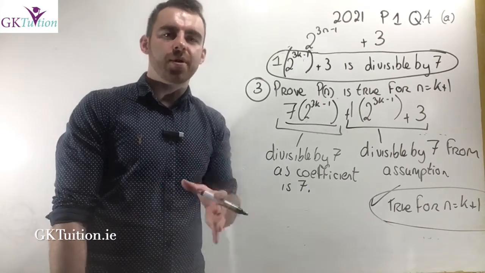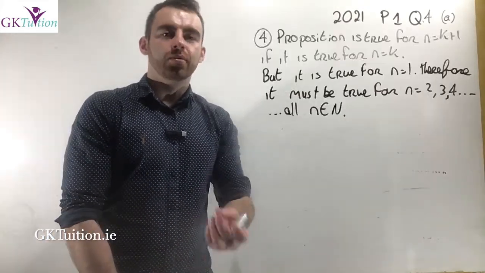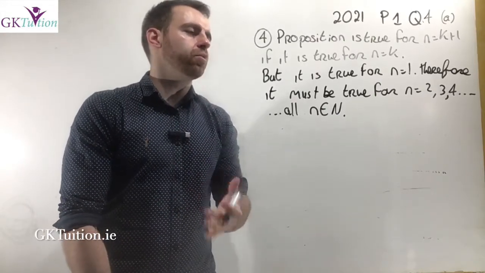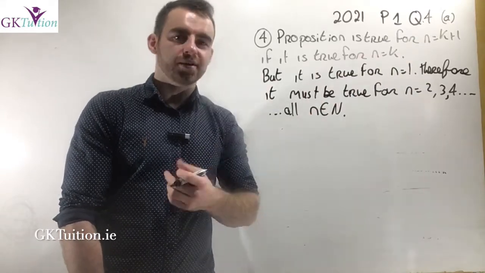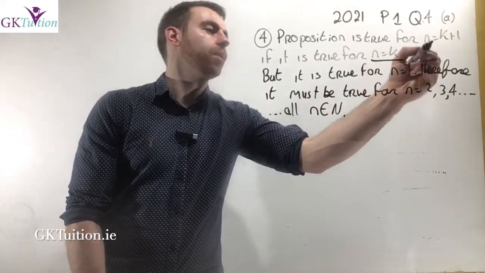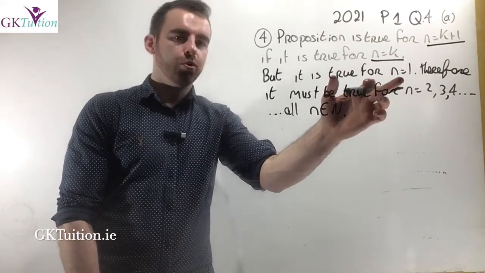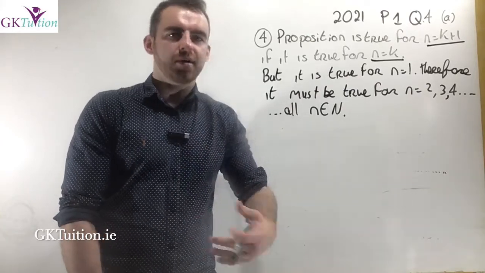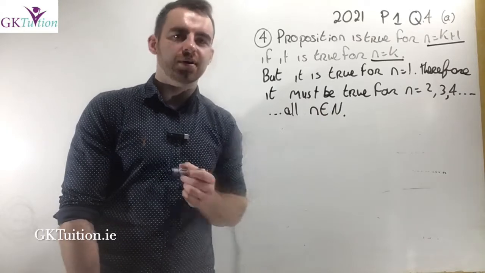Let's look at step 4 now, writing a conclusion to explain induction. So when we're finished off induction, we always write this paragraph. Our proposition is true for n equals k plus 1 if it's true for n equals k. So based on the assumption it's true for this one, it's definitely true for the next number. But we proved it's true for 1, which means it has to be true for 2. And it has to be true for 3, and then 4, and then 5. And essentially that means it must be true for every single natural number.